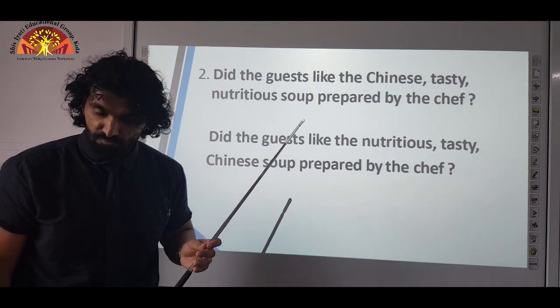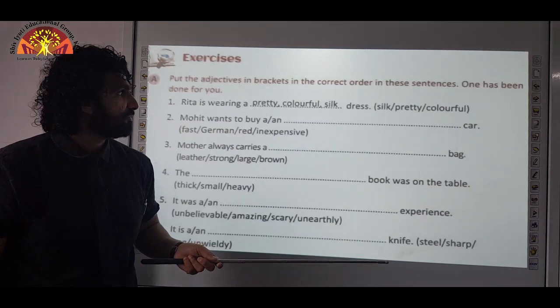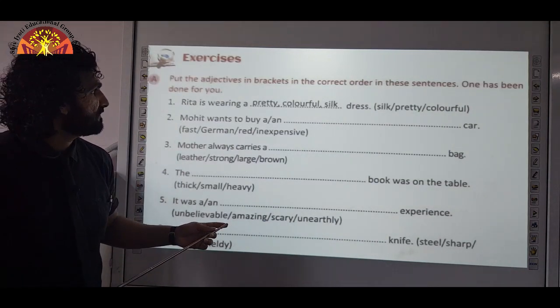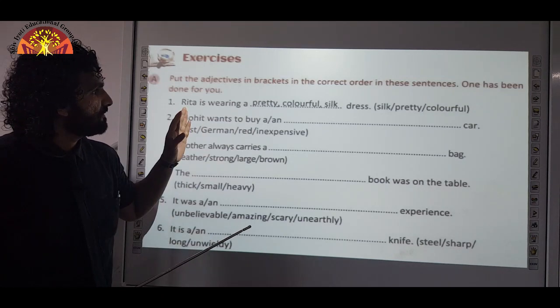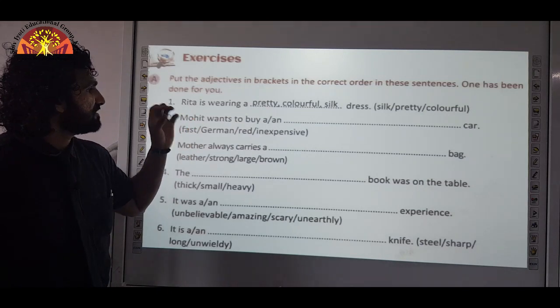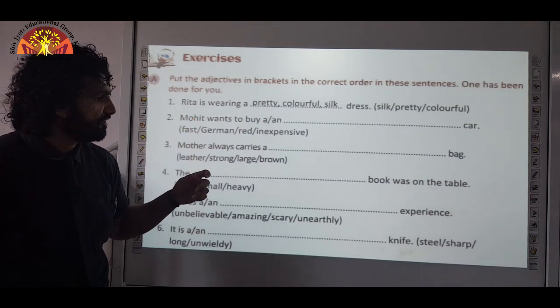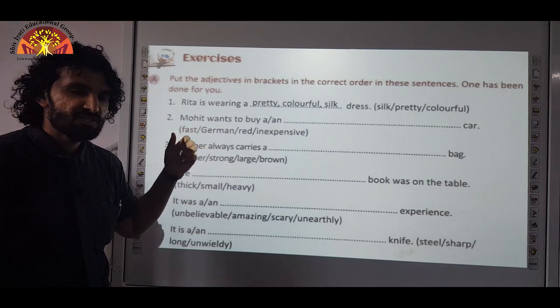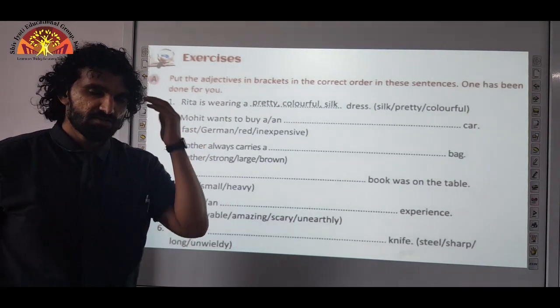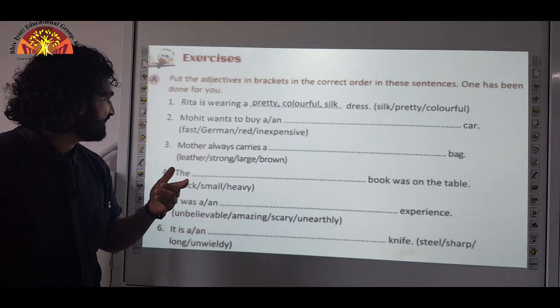Now please take out page number 13 of your book. We are going to go through this exercise. Rita is wearing a pretty colorful silk dress. Okay, one has been done for you, and the rest of them you have to do on your own. Maybe I will help you with the second one, but all the rest of them you will have to do on your own so that you can exercise your brain well.